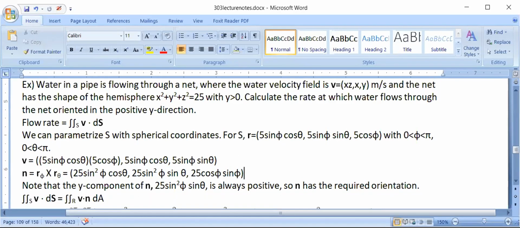So first of all, basics: flux integral, double integral over the surface of V dot dS, which, skipping the middle step, written parametrically, is just going to be the double integral over the region of V dot n, that's little n, dA.